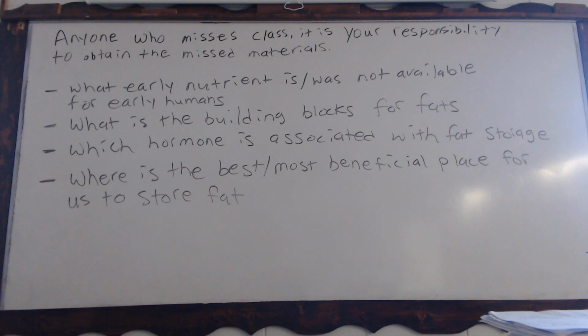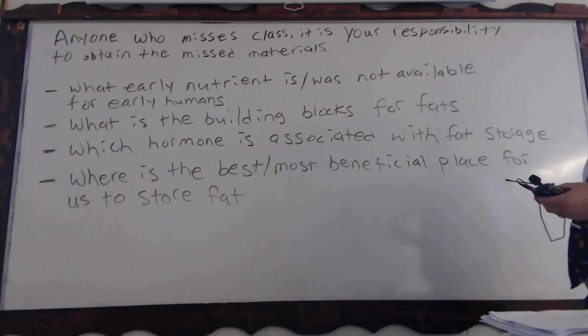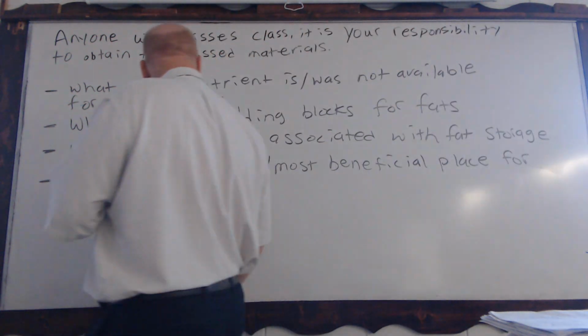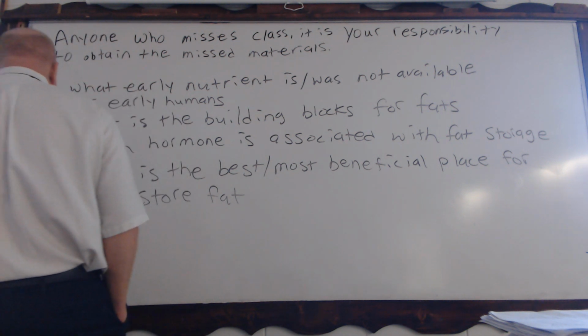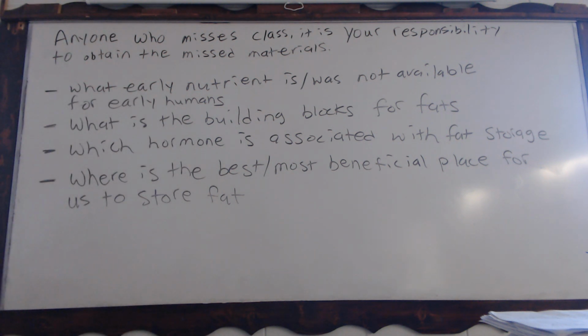So you may have to hit pause, but it says: what early nutrient is, or was, not available for us as early humans? The next one says, what are the building blocks for fats? The third one: which hormone is associated with fat storage? And the final question: where's the best or most beneficial place for us to store fat? At this point you may want to hit pause so you can write those questions down.